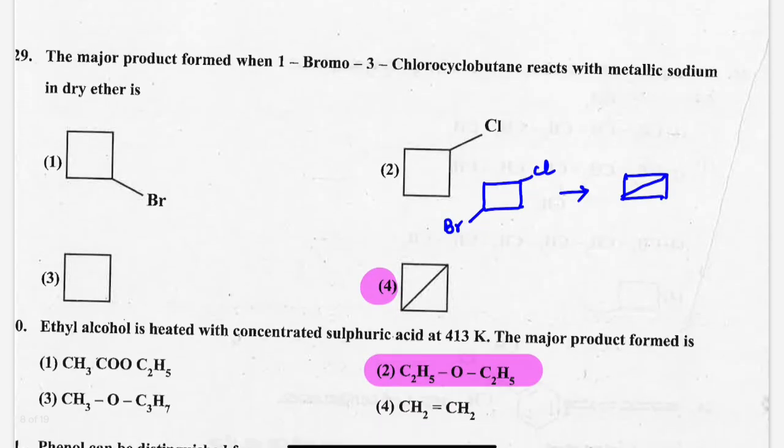The major product formed when this compound is treated with metallic sodium in dry ether. So what will happen is, this is the compound given. When you are treating with metallic sodium in dry ether, you can see here Br will be eliminated and here electron pair will be there. So this electron pair will move here and this will be moving as Cl minus. So as a result you can see a bond will be formed. So this is the correct option.